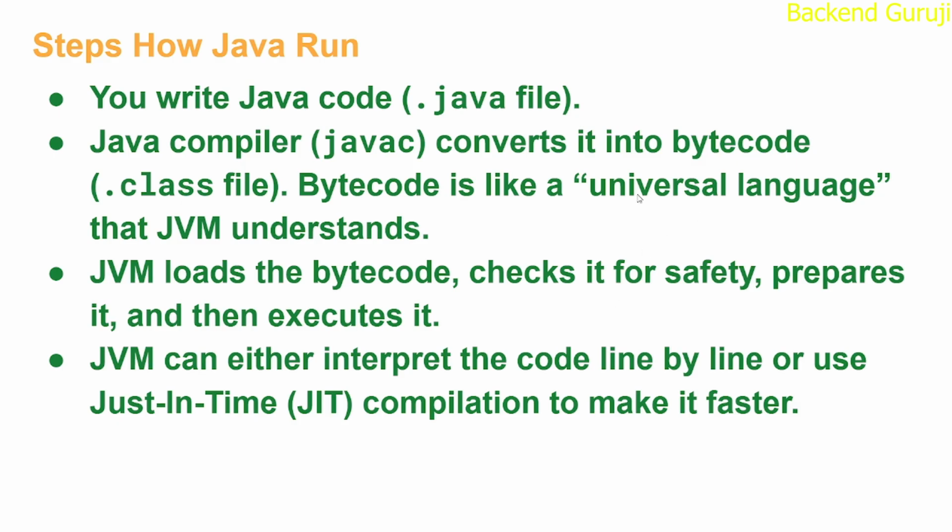You write Java code in a file with the .java extension, and the Java compiler, javac, is used. We write javac in the command prompt, which converts it into a bytecode .class file, right? Bytecode is like a universal language that JVM understands. JVM loads the bytecode, checks its safety, prepares it, and then executes it. JVM can either interpret the code line by line or use just-in-time compilation to make it faster.